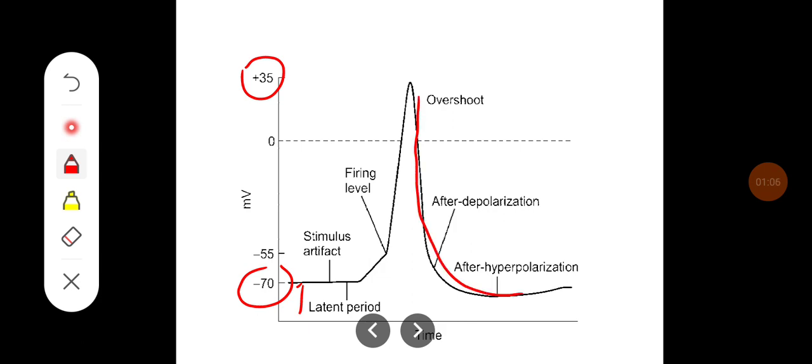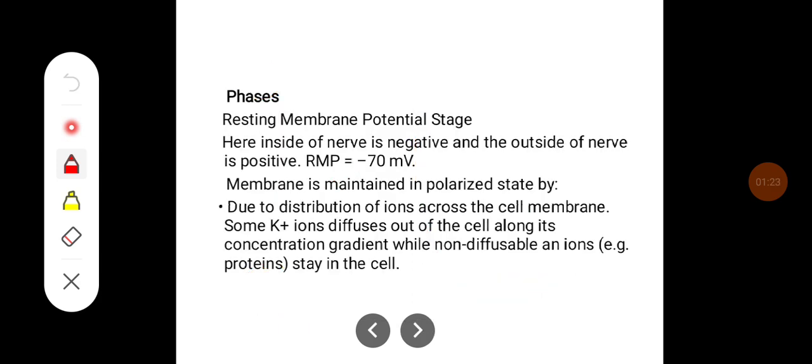And we have different other stages also, like stimulus artifact, firing level, overshoot, after depolarization, and after hyperpolarization in an action potential. We're going to see them one by one. As I said, there are different phases, that is resting membrane potential stage.